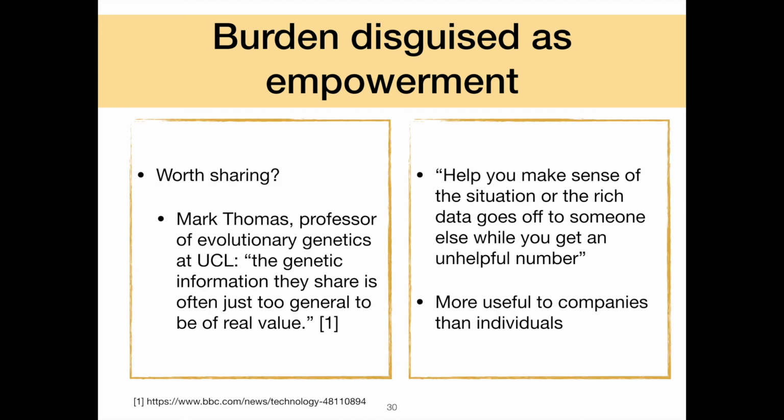In this quotation, which is not from the book, an evolutionary genetics professor mentions that the results presented by genetic testing companies are often too general to be of real value. And as it is stated in the book, you are not even sure whether it helps you to make sense of the situation, or the rich data goes off to someone else while you get an unhelpful number. The data collected ends up being more important to the companies rather than you.